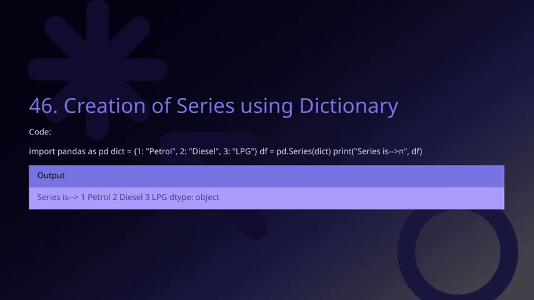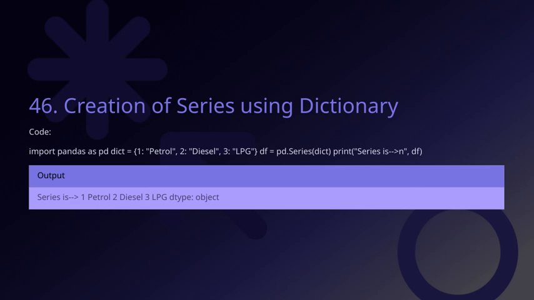Now let's look at how we can create a series using a dictionary. As you can see in the code, we first import pandas as pd. Then we define a dictionary where the keys are 1, 2, and 3, and the corresponding values are petrol, diesel, and LPG. When we pass this dictionary to the pd.Series function, it converts the dictionary into a series object. The resulting series will display the keys as the index and the values as the data.